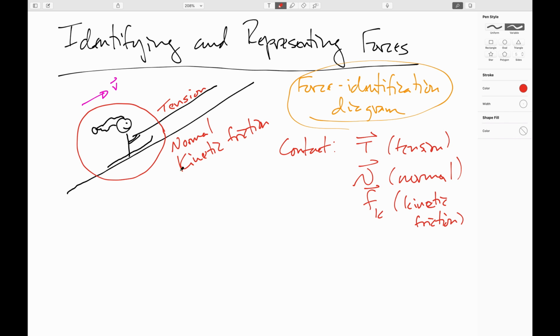After you've worked your way around the circle and identified all the contact forces, you then have to ask yourself, are there any long-range forces? In this case, the answer is yes, there is. There is gravity.